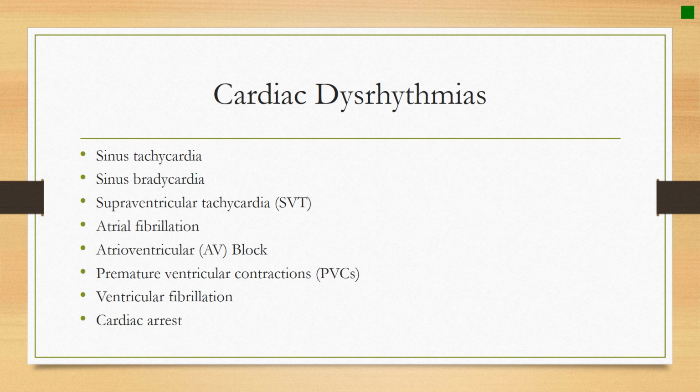SVT, or supraventricular tachycardia. Sudden onset of a rapid heartbeat is what this is. It originates in the atria. The pulse rate is 150 to 250 beats per minute. Causes include drugs, alcohol, mitral valve prolapse, emotional stress, smiling, and hormone imbalance. The cause is not typically associated with heart disease.